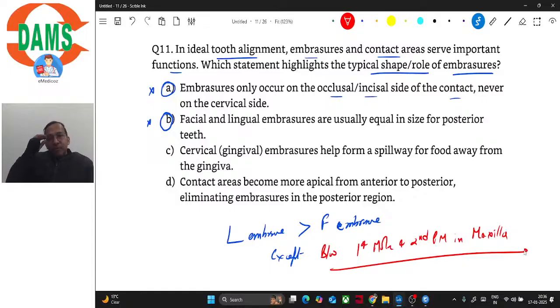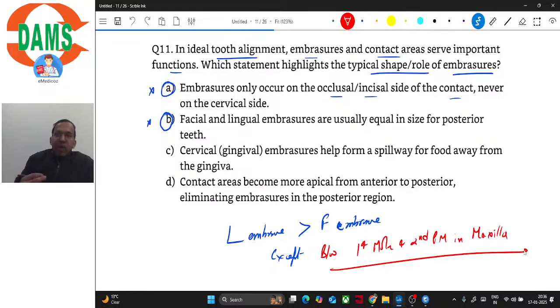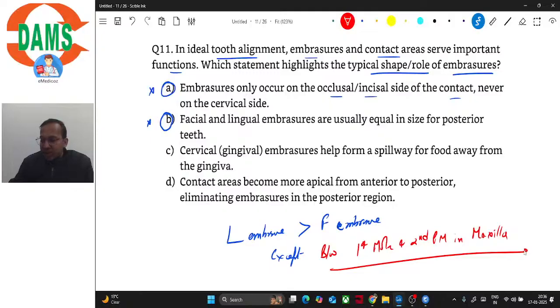Now, since the first molar has a mesiolingual cusp, because of which the lingual surface of this tooth becomes broader as compared to the buccal surface, that's why the lingual embrasure becomes smaller as compared to the facial. Otherwise, lingual embrasures are larger as compared to the facial embrasures. Right? Option C, cervical embrasure or the gingival embrasure helps form a spillway for food away from the gingiva. So this cervical embrasure helps guide the food away from the gingiva. So option C is correct.